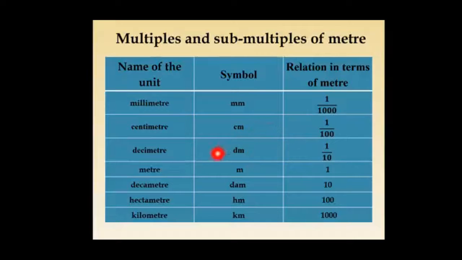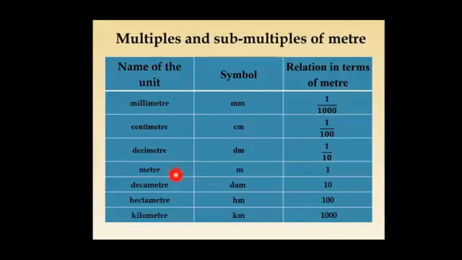So millimeter, centimeter and decimeter, they all are smaller than the meter, and for lengths smaller than the meter, when we want to convert any units, we have to use the submultiples.